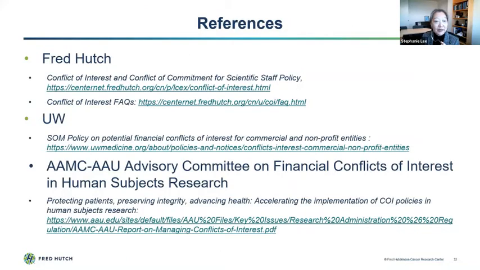Okay, so here are just some references for Fred Hutch. I'm just showing you some of the policies and some helpful FAQs. Similar thing for the University of Washington, there's a policy. And then also very useful if you're interested in more case studies is this AAMC AAU Advisory Committee. Almost the second half of this document are different kinds of situations, very believable that one could be involved in, and it just sort of goes through how the conflict of interest was handled.